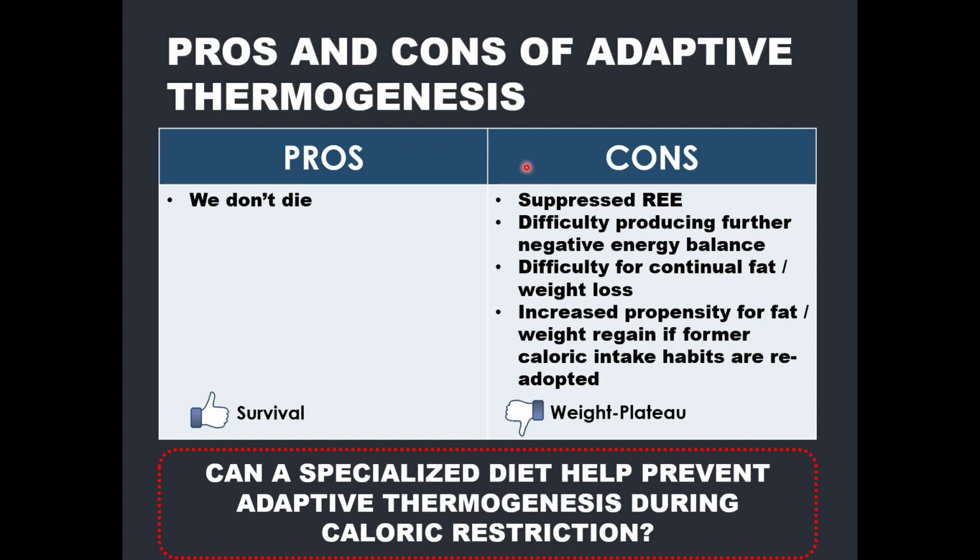Now the cons to an adaptive thermogenesis response to a sustained energy deficit is more sociological because, as we indicated earlier, this suppression of resting energy expenditure and needs minimizes the energy deficit, meaning a caloric intake that once created a deficit eventually won't create a deficit because the body has adapted to it. This makes continual weight loss more difficult to achieve.